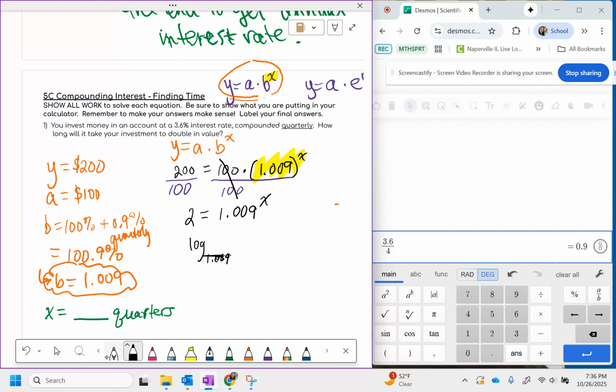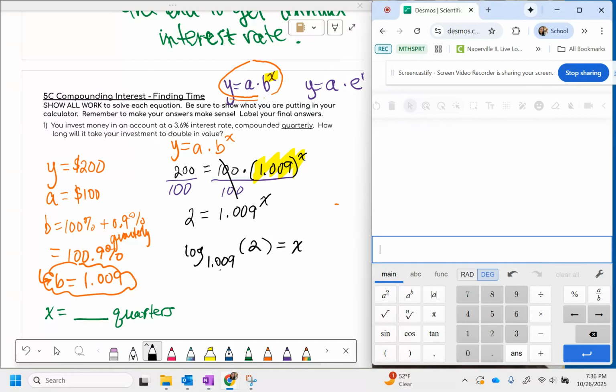Log base 1.009, and then remember we separate the base and the exponent, and then the argument is here. So I'm going to put that into my calculator here. So I'm going to type log and then shift minus sign to get the base, and then I will just right arrow back out to get that 2.